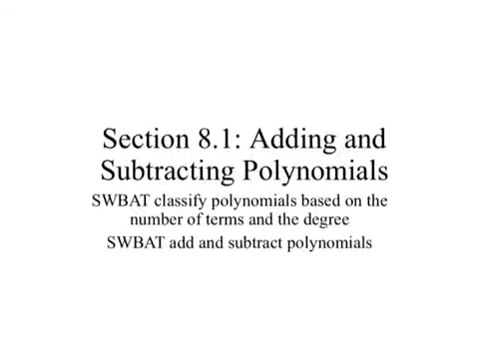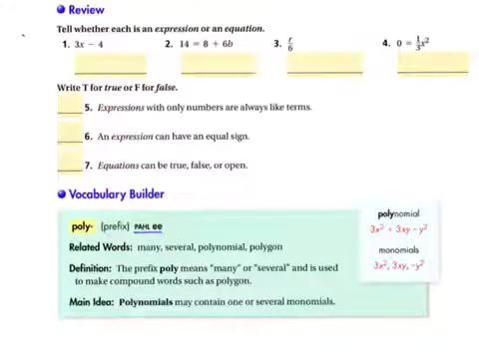Welcome to Algebra 1, Chapter 8, Section 1, Adding and Subtracting Polynomials. Our review is the difference between expression and equation. Remember, an expression is a statement, where an equation is proving two things are equal, so there will be an equal sign. Number 1 does not have an equal sign, it's an, you got it, expression.